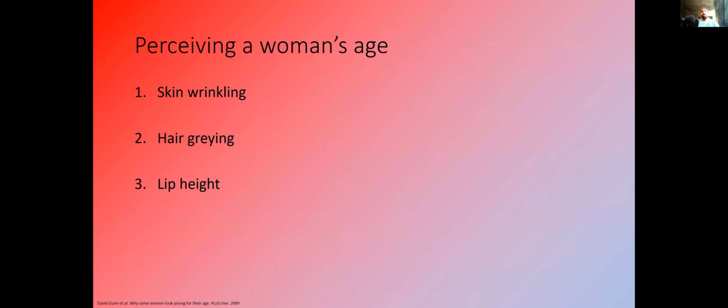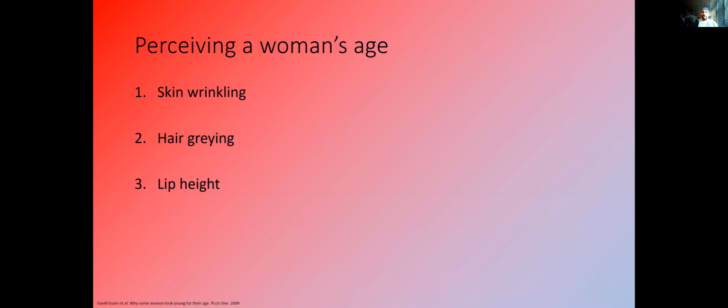So, how can we perceive a woman's age? There was another interesting study done by David Gunn et al., again around the 2009 era, and they did quite a huge study actually, and they were trying to pinpoint how can we tell a woman's age? What do we look at in terms of determining her age? And these are very important, especially for you guys out there, because we all know you should never ask a woman her age, should we? It's called being polite.